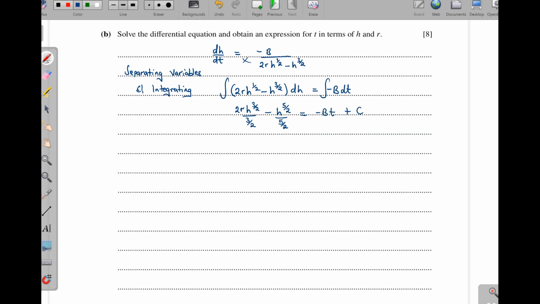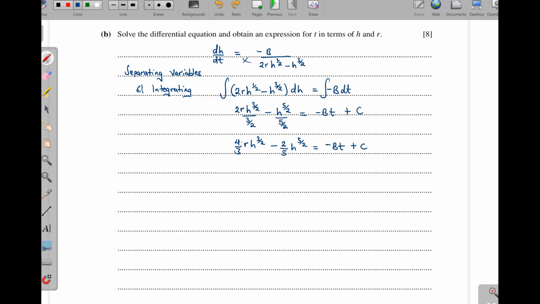Okay? Now, what else do we have? Of course, this one will somersault. The 2 will multiply with the 2, and you will get a 4. Then out of 3, r, then h^(3/2), minus 2 over 5 h^(5/2), which will be equal to negative bt, then plus c. So what we have here is the general solution of the differential equation.